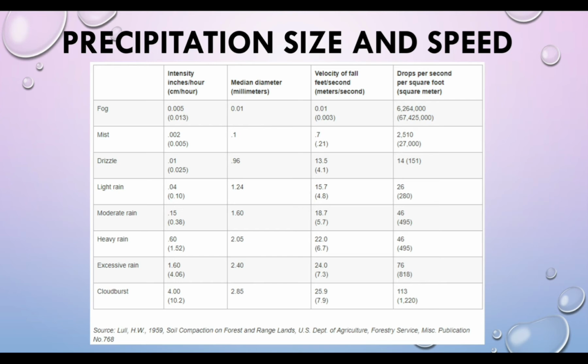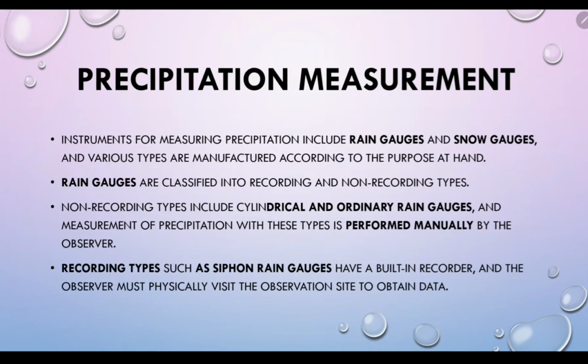Have you ever watched a raindrop hit the ground during a large rainstorm and wondered how big the drop is and how fast it is falling? Or maybe you've wondered how small fog particles are and how they manage to float in the air. The table shows the size, velocity of fall, and the density of particles, or the number of drops per square foot or square meter of air, for various types of precipitation, from fog to a cloudburst.